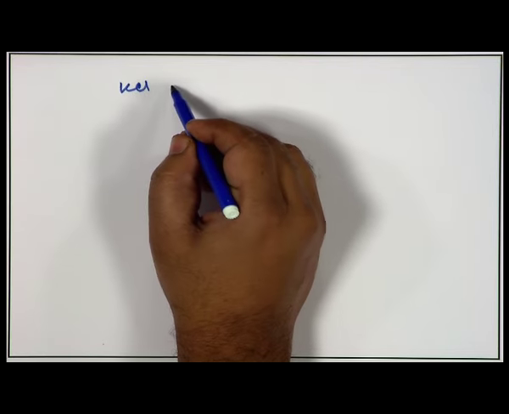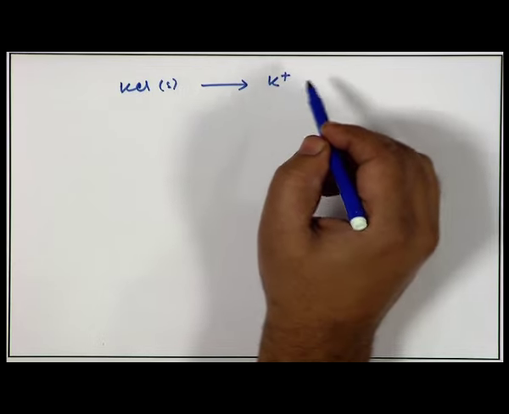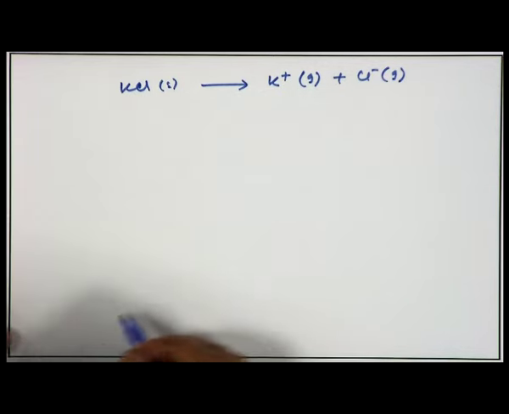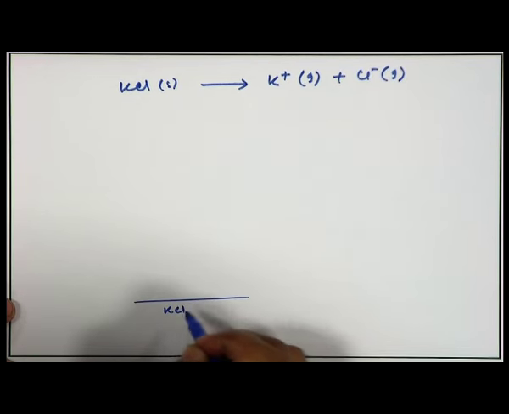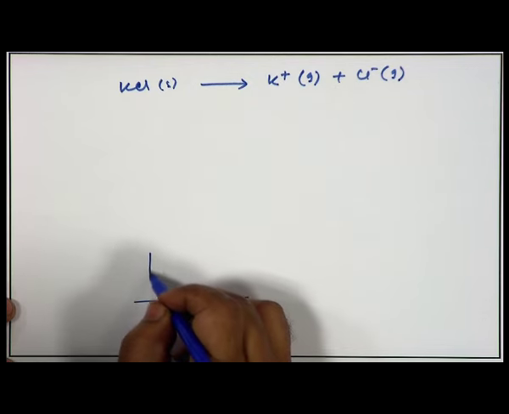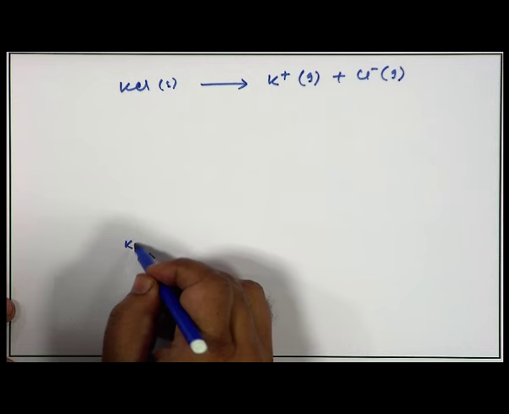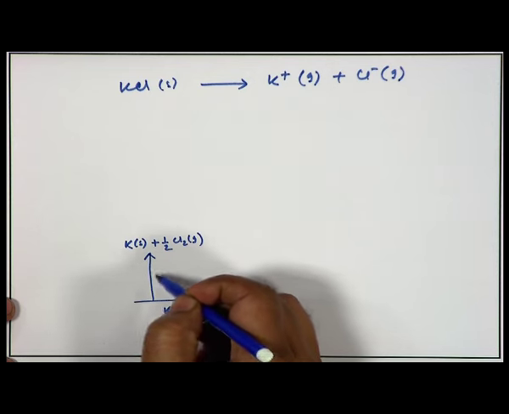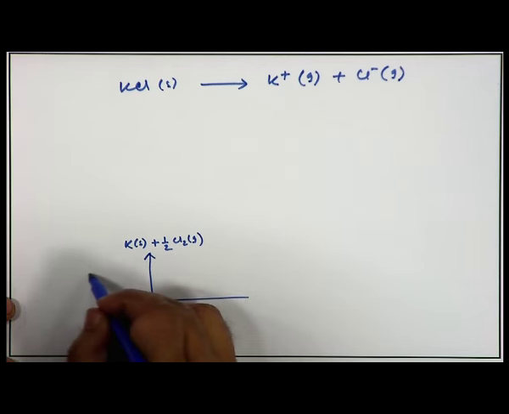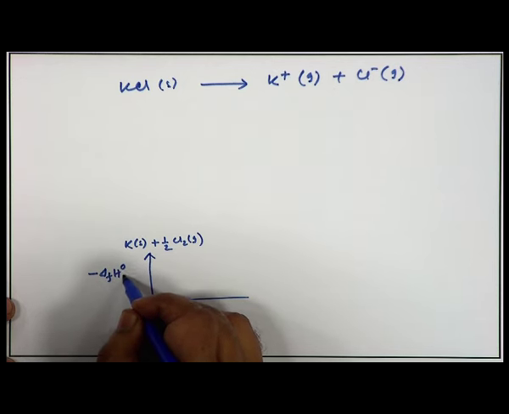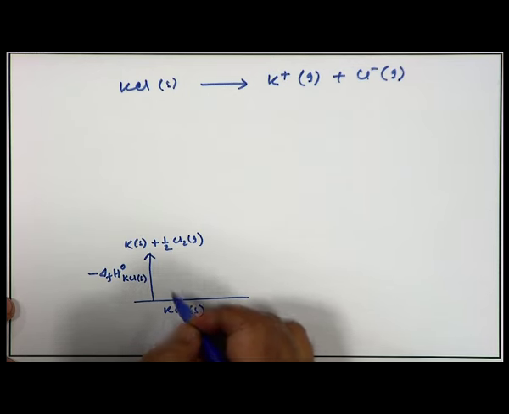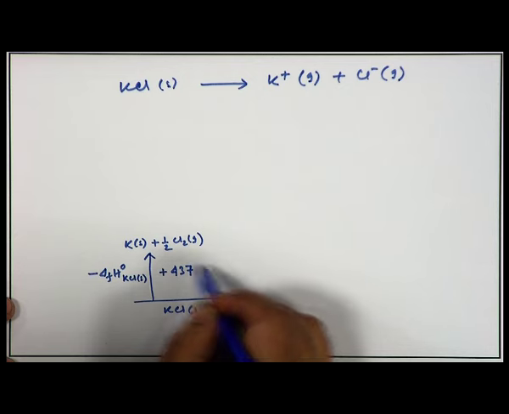So, we will take the example of KCl in this case. Our lattice energy would be KCl solid going to K plus gas plus Cl minus gas. Now, we can start with KCl solid and first move to the corresponding dissociated elements. This is basically the reverse of the formation reaction, so this is minus delta H F of KCl solid, because these are the reference states for the constituent elements of KCl, and the value for this process would be 437. I am not writing the units once again.